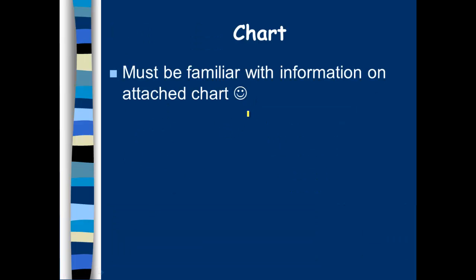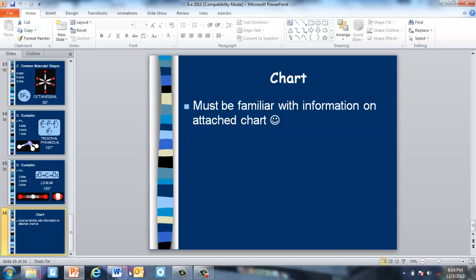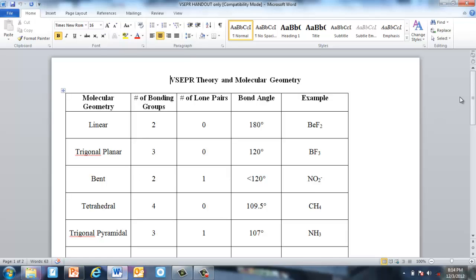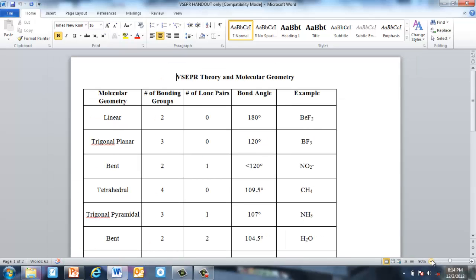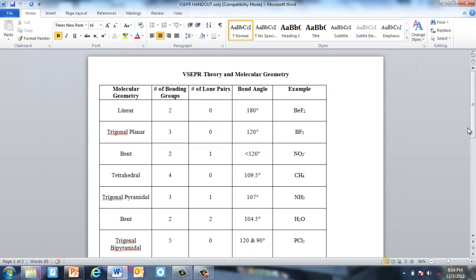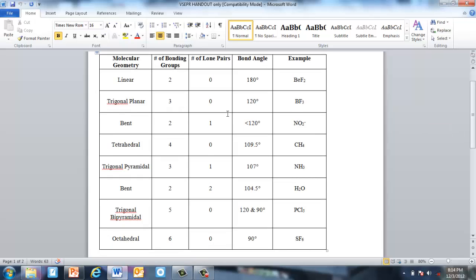And like I mentioned before, you have to be familiar with the information on the chart, which is going to be this. You got this summary chart the other day in school, and let me get it so that we can see it all in one place. Here's the number of bonding groups, the number of lone pairs, the name of the geometry, and then the bond angle. And again, this is stuff that you have to have memorized. Some of it will be a little more common than others after we do the activities, but we do have to have these memorized for the test and for the final exam. Okay.